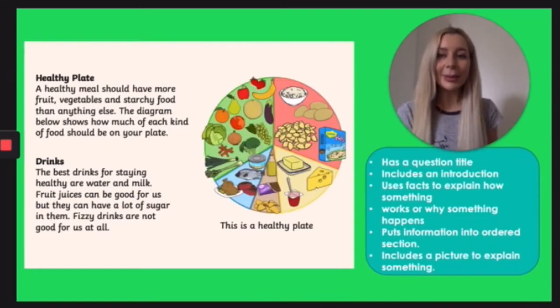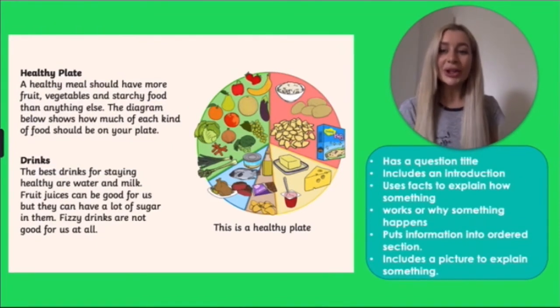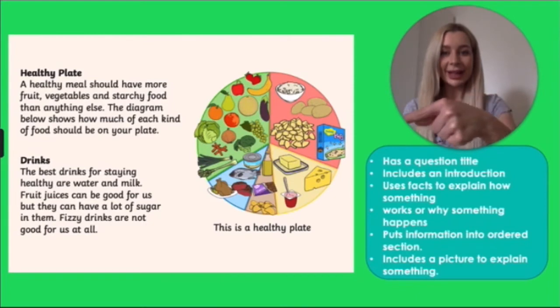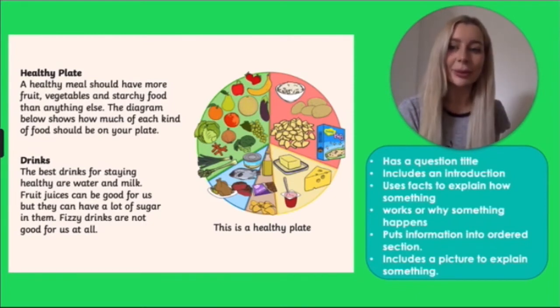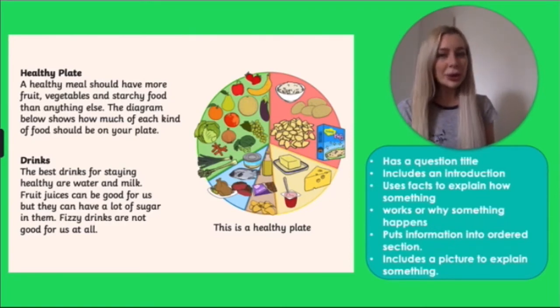A healthy plate. A healthy meal should have more fruit, vegetables, and starchy food than anything else. The diagram below shows how much of each kind of food should be on your plate. You can see that there, we've looked at that in our science lessons before. Drinks. The best drinks for staying healthy are water and milk. Fruit juices can be good for us, but they can have a lot of sugar in them. Fizzy drinks are not good for us at all.